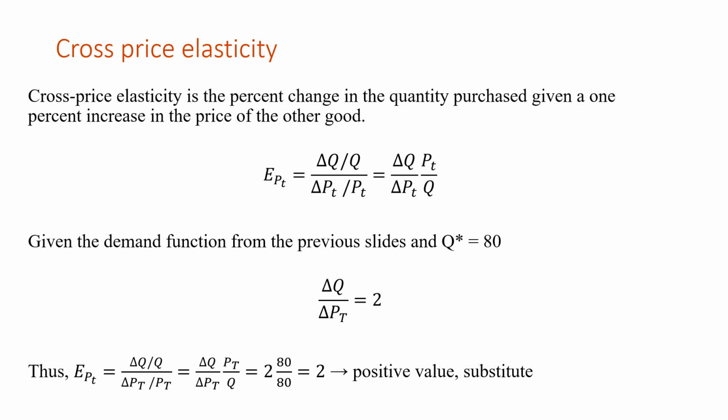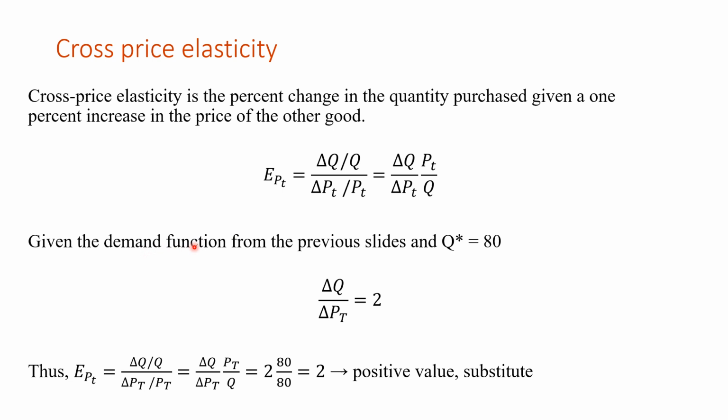We can also look at the cross price elasticity of demand, which helps determine whether we have a substitute or a complement. The cross price elasticity is simply the percent change in the quantity purchased given a 1% change in the price of the other good, in this case tomatoes. And it should have a capital T there and there, but I forgot to do that.